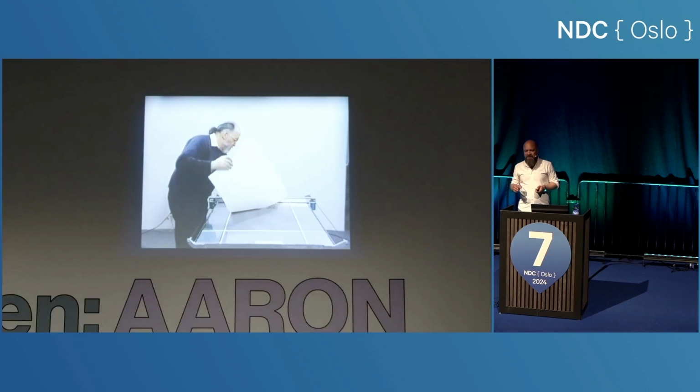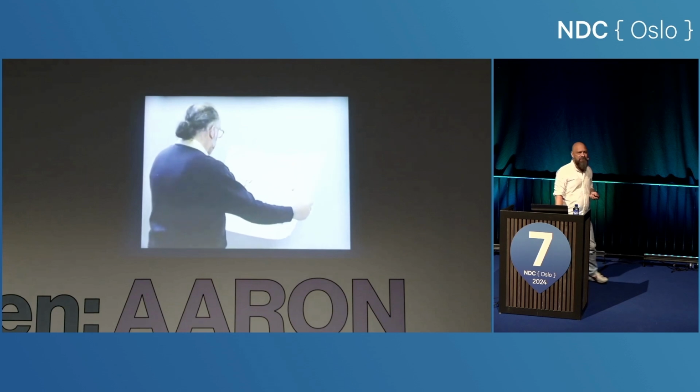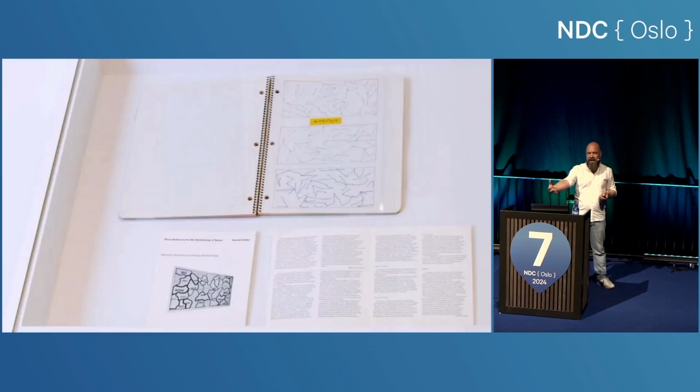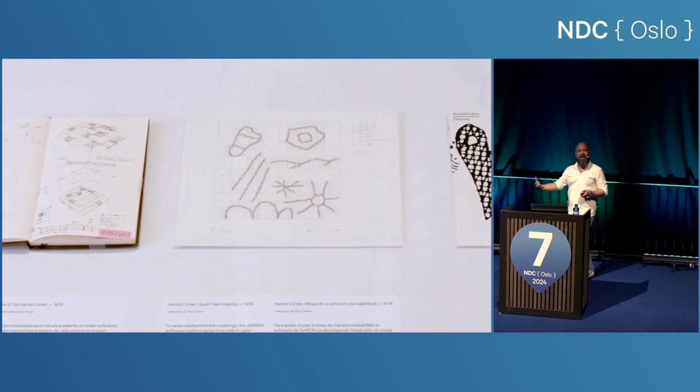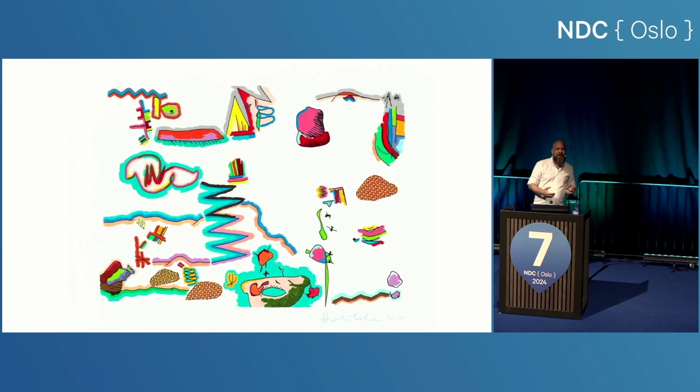And this sparked a keen interest in programming with him. So he set out to create this project that he called Aaron, which would be the first ever artificial intelligence to create paintings. And some of the works that Aaron could do would look something like this.